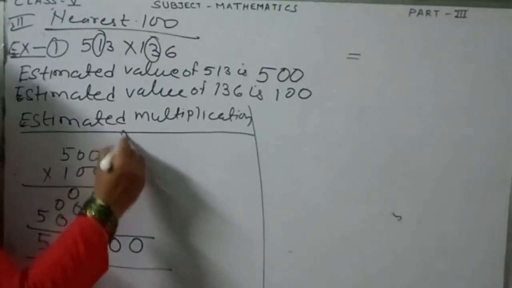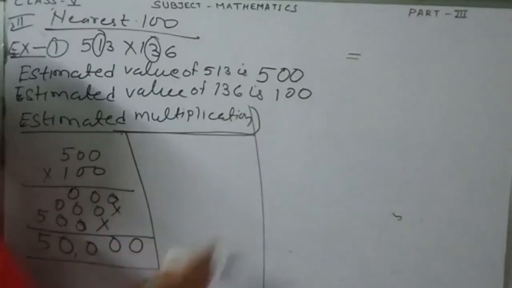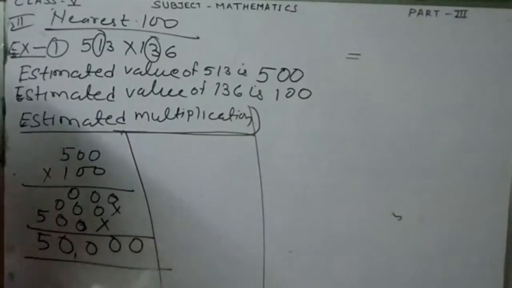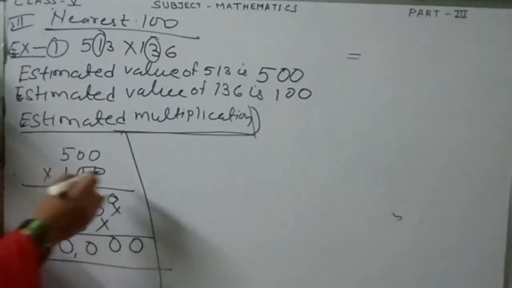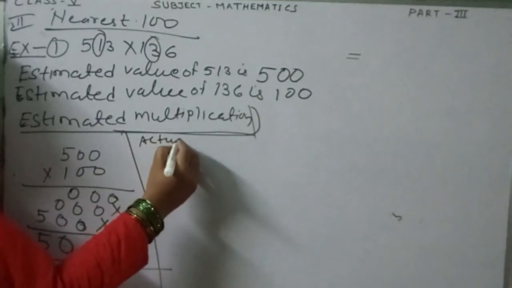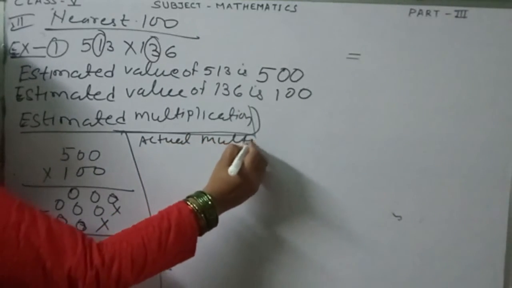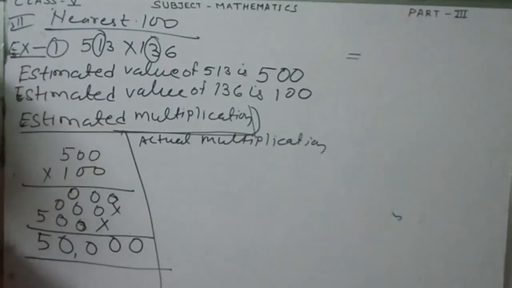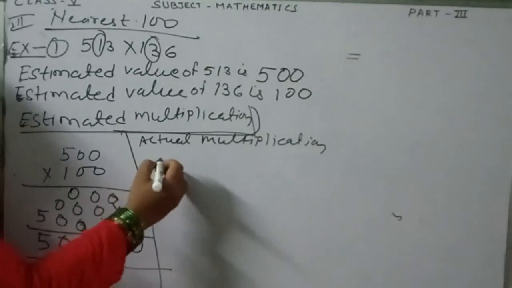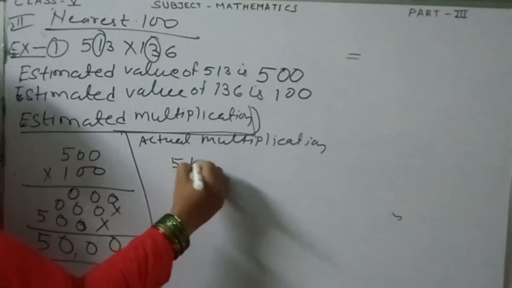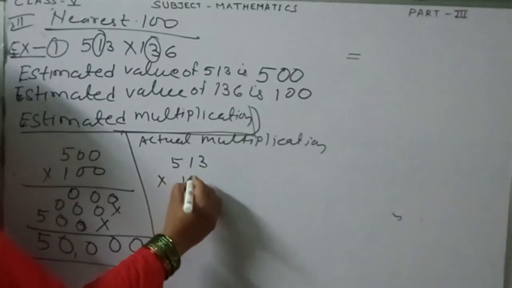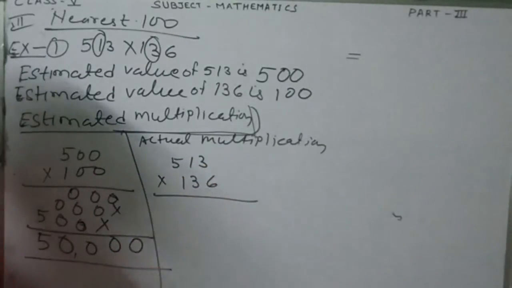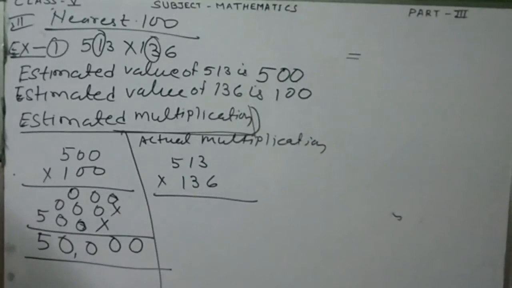Now what do we have to do? Actual multiplication. Next one, actual multiplication. In actual, for finding the actual multiplication, we have to write the actual numbers. What is the actual number there? 513 multiply 136. Here, three digit multiplication is given.